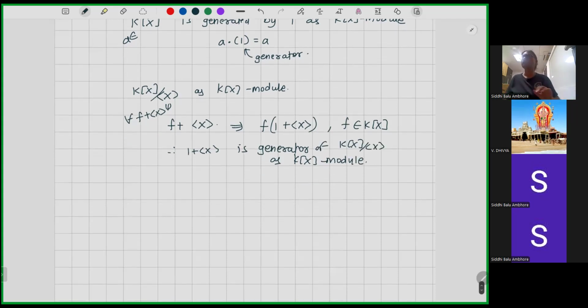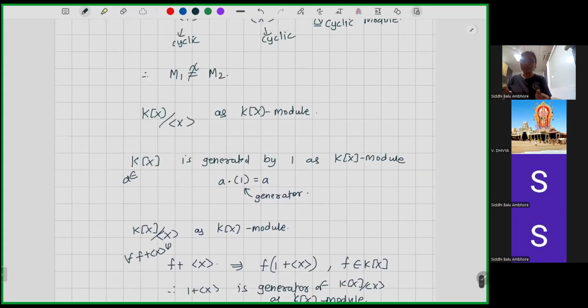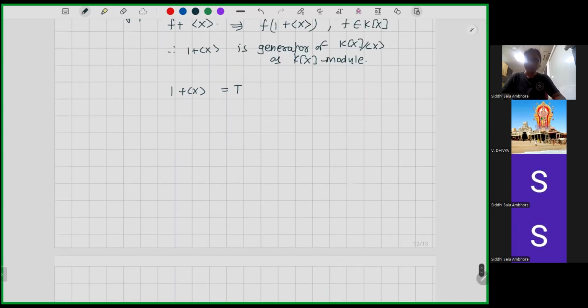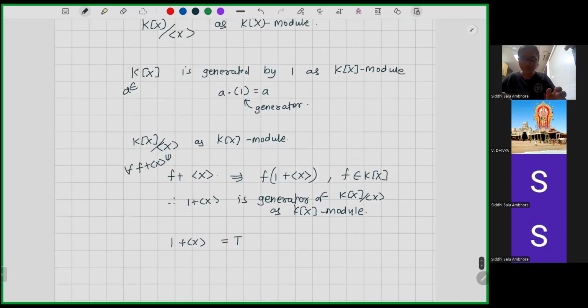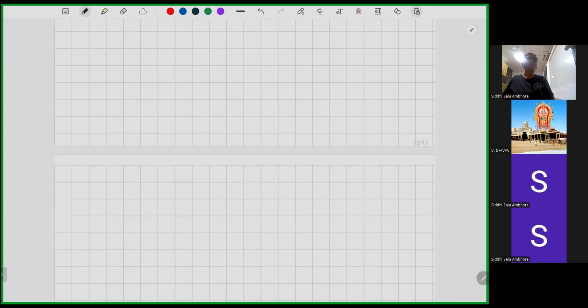Is this okay? So therefore, this 1 plus x is just 1 bar, the multiplicative identity in this quotient k[x] quotiented by x. Is this okay now? Okay, so these 1 bars are actually generating these cyclic modules here. I hope that was clear. So let me move to the next part. We are not yet done with this. We have to show that the Hilbert polynomial of both these modules is the same. So how to show that?